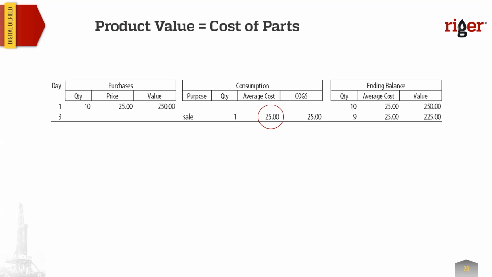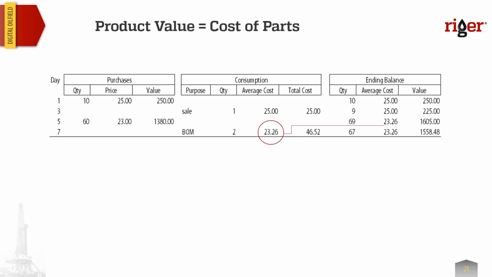In RigER, we use weighted average cost as a standard cost definition of the part, and it's very simple. Say, for example, on day 1 we purchase 10 items at a price of $25 and consume 1 item at day 3, so the cost of goods sold will be $25. Then we move forward and see that we purchased on day 5 another 60 items at $23 each.